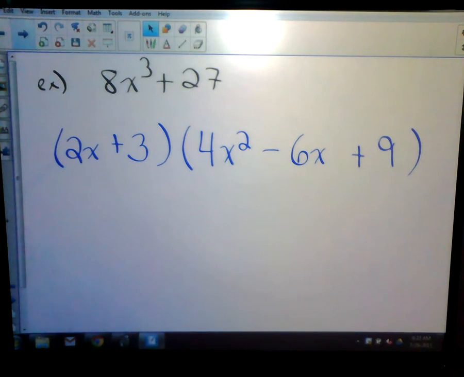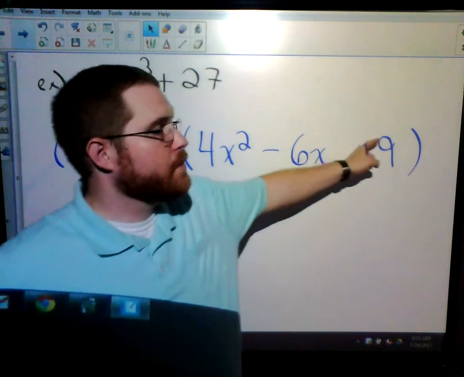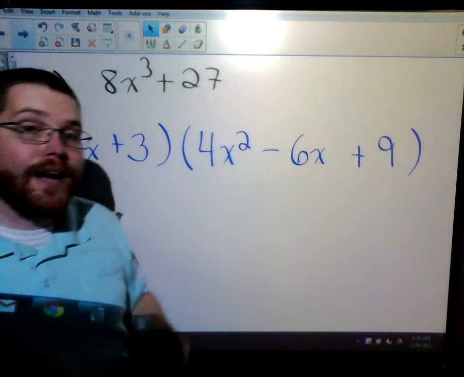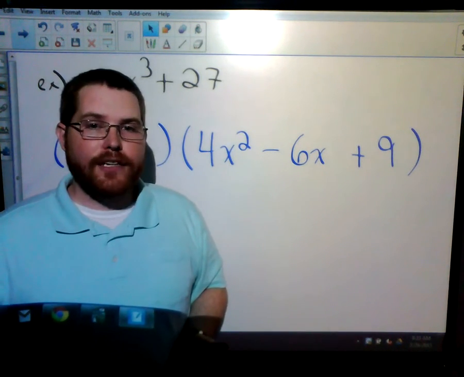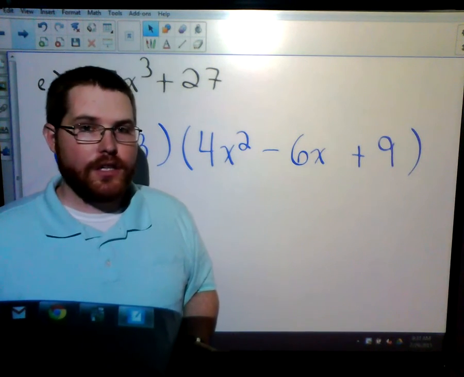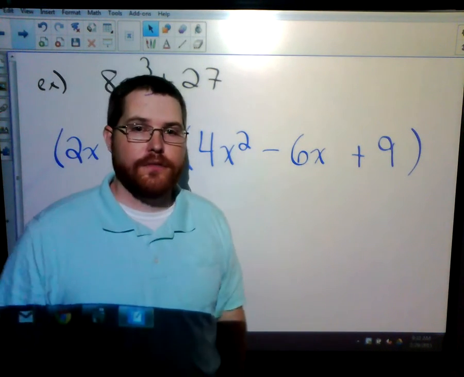Now somebody might say, Mr. Ratliff, this is a quadratic. Couldn't this factor further? You're right, it could factor further. But let me just give you a hint. Whenever you factor perfect cube binomials, they won't factor anymore after your song.